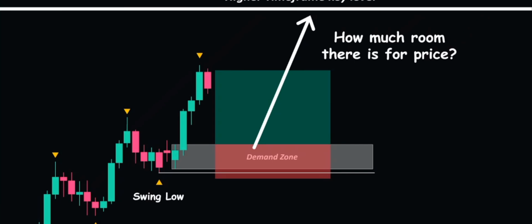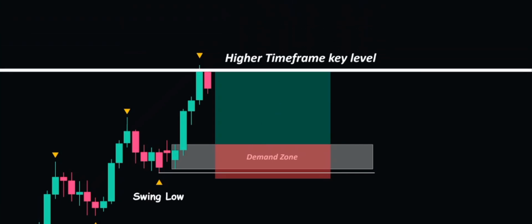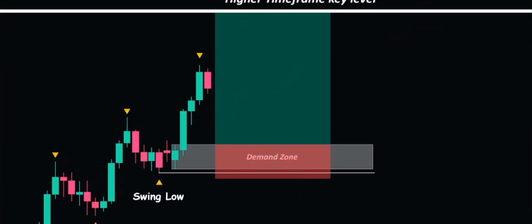On the other hand, imagine if the price has just tapped into a major higher time frame resistance level with the potential to reverse the market. In that situation, taking a buy trade would be risky. In such cases, it's often better to wait for confirmation or look for selling setups instead of forcing a long trade. So that was our first strategy.